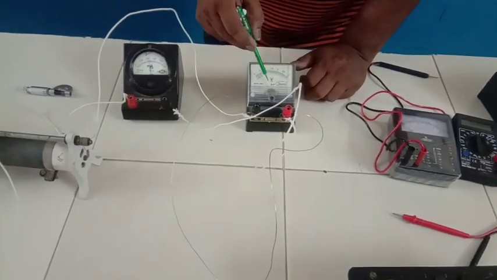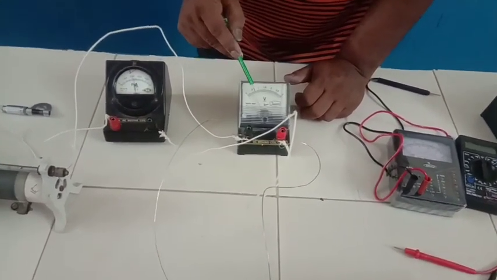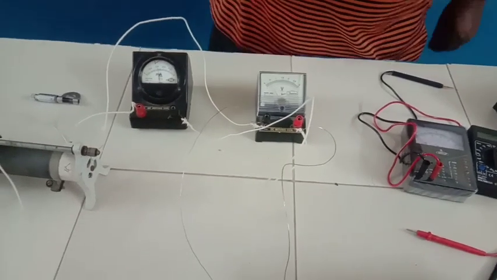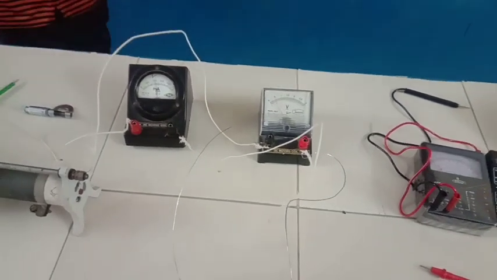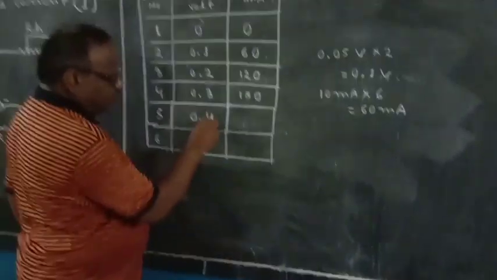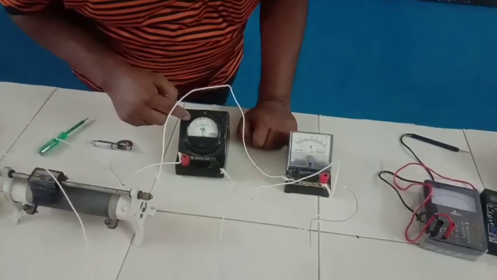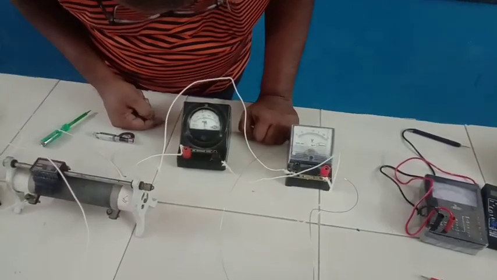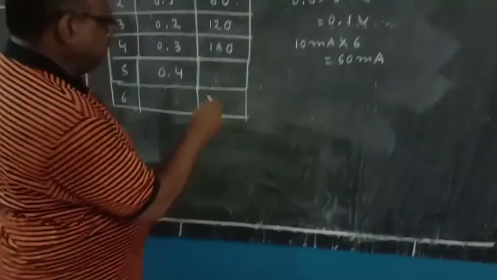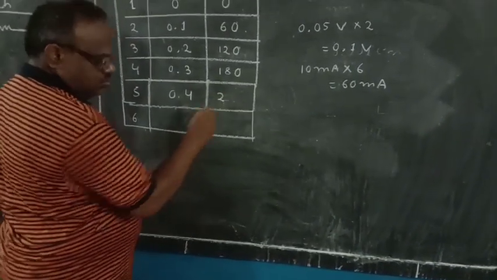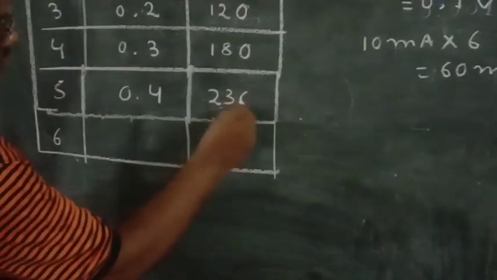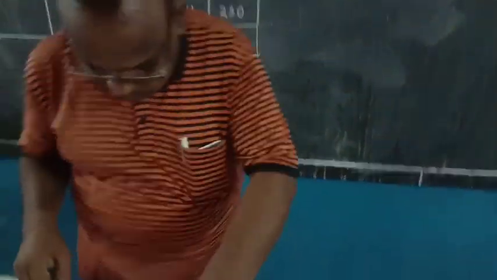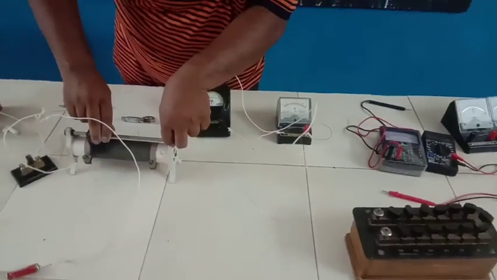It means to avoid parallax, you see the image of the pointer in the mirror strip, and that should coincide. That should coincide. So it is at the 4. So 4 means this is your 0.4 and it is at 23 number. So it is coming 230. Now I am adjusting for another one.